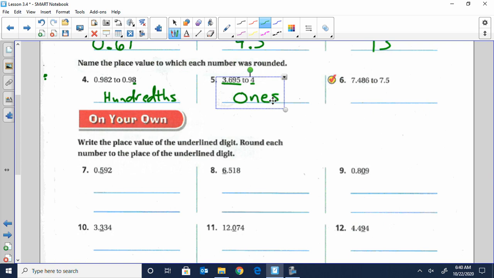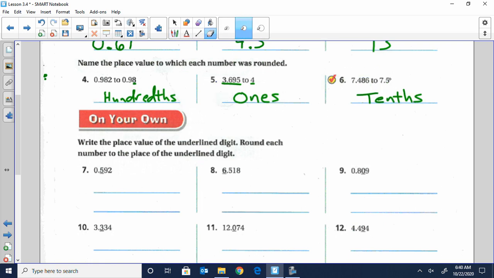On number 6, 7 and 486 thousandths was rounded to 7 and 5/10. The last place that we have a digit is the tenths place. So therefore, this number was rounded to the tenths place. And if we look, the 4 would look to the 8. And the 8 would tell the 4 to bump up to a 5. So therefore, it's 7 and 5/10.